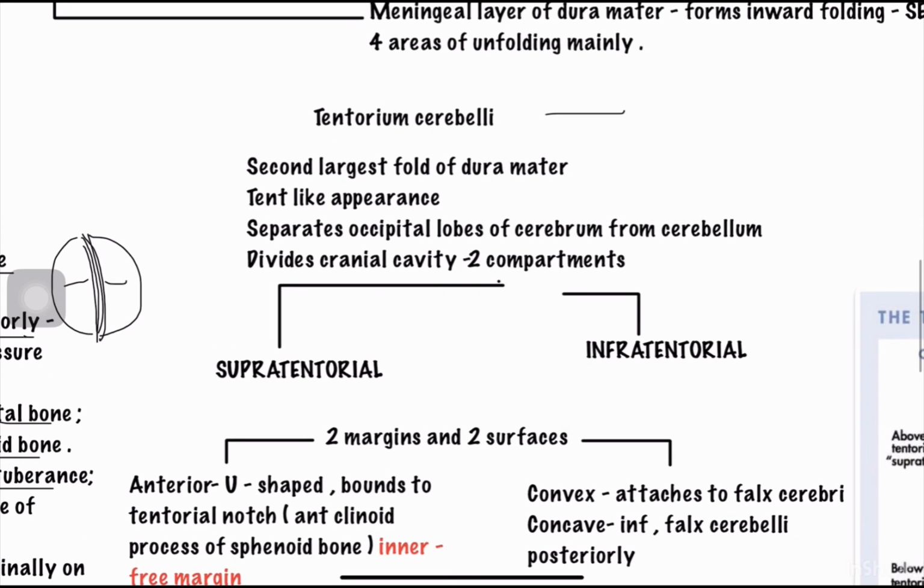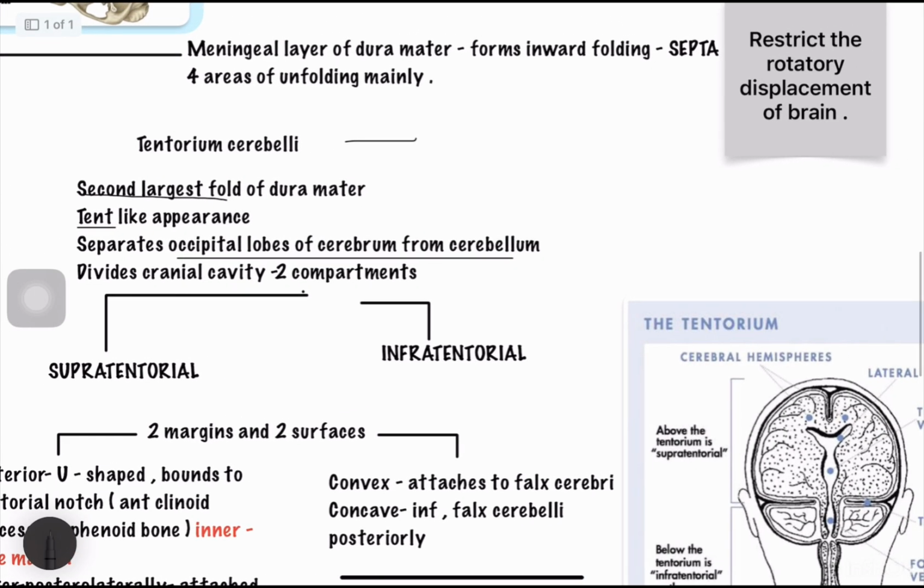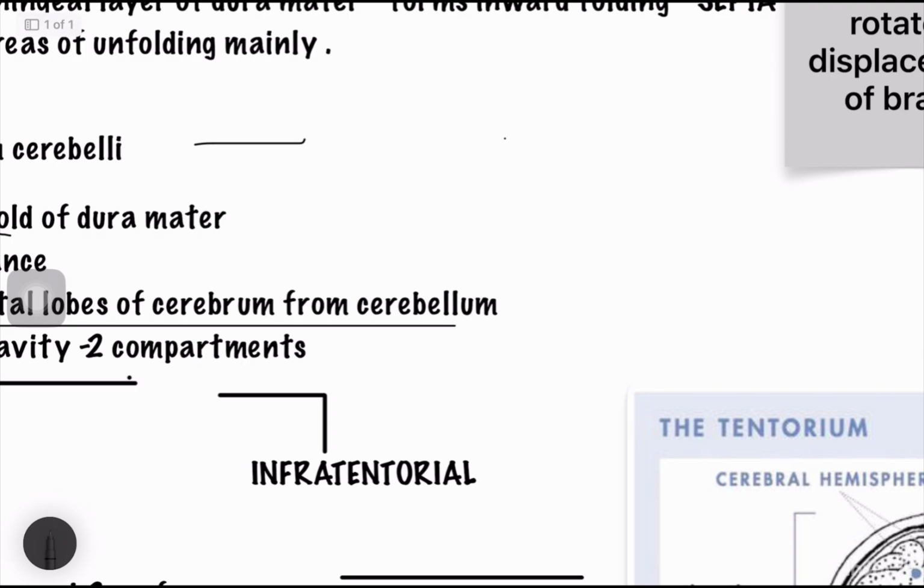Now talking about the tentorium cerebelli, it is the second largest fold of dura mater and has a tent-like appearance. This separates the occipital lobes of the cerebrum from the cerebellum. So I'm just making a rough diagram. If we think this is the brain and this is the occipital lobe, this is the cerebrum. So the tentorium cerebelli is like this. This is the dural fold and it makes a fold over here.